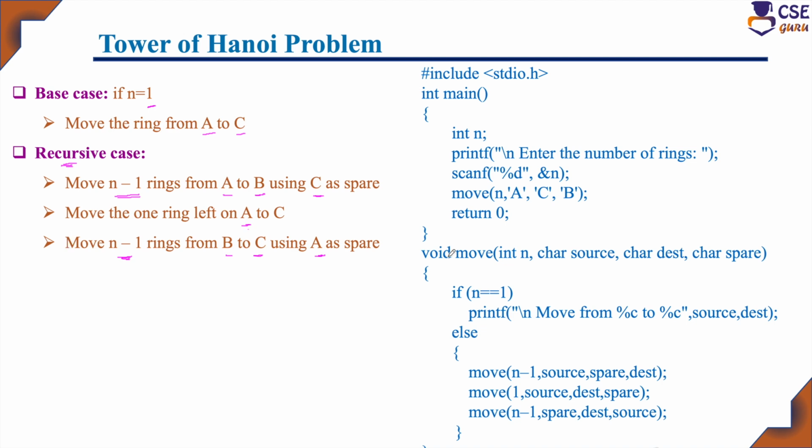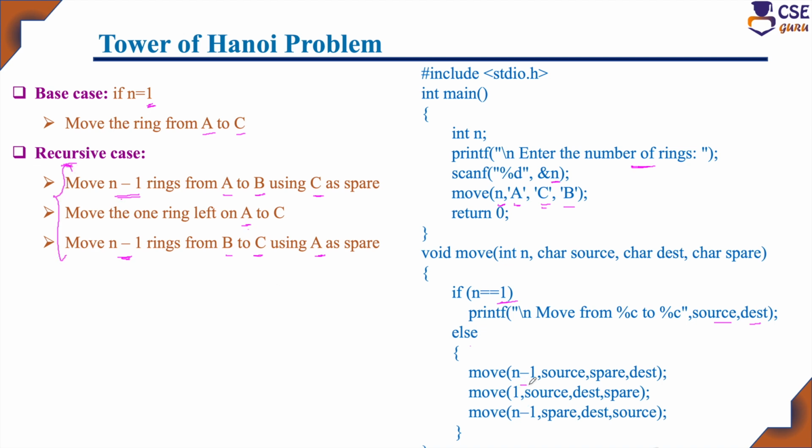Okay, so this is the C code to implement the Tower of Hanoi problem. Enter the number of rings, accept the number of rings, and here you need to use three poles, A, B and C. A is the source pole, C is the destination pole, B is the spare pole, and n is the number of rings. And here, if the n value is 1, that is the best case. If n is 1, move directly from source to destination. No need of a spare pole. Else, you have to implement these three steps.